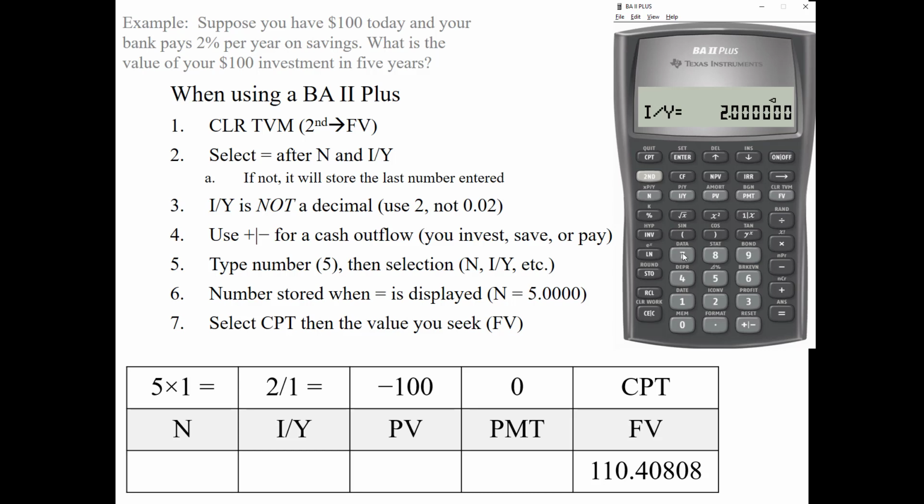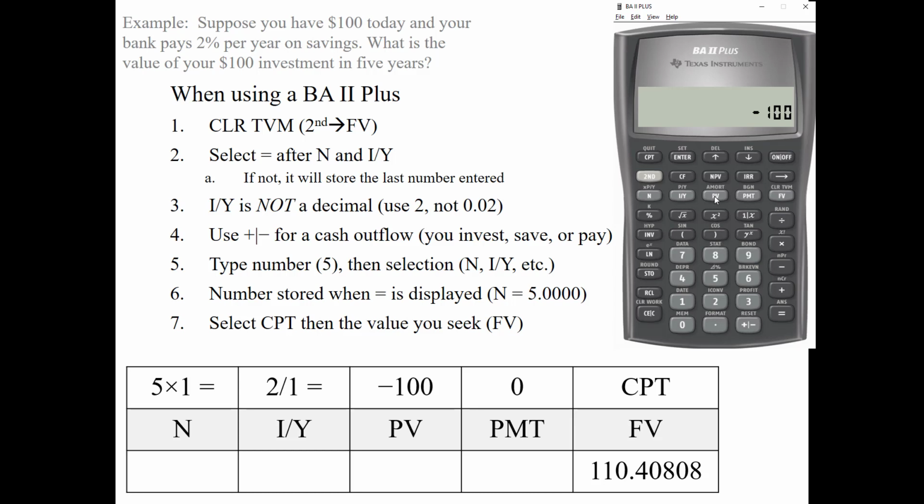Our present value is going to be $100, so 100. And we're going to make this a negative amount to represent that it is a cash outflow. In other words, you can think about this present value as an amount that's going to be saved. We are subtracting or removing the dollar amount from our wallet. We are taking it out of our wallet to save it. It is a negative value. So we can hit the plus or minus button down here.